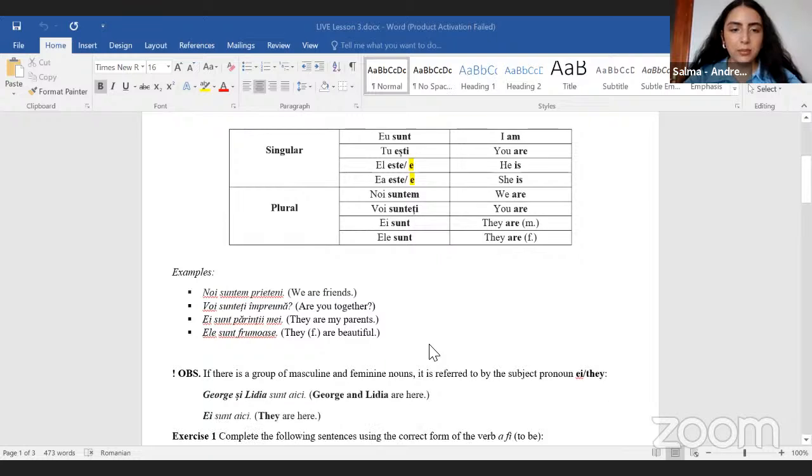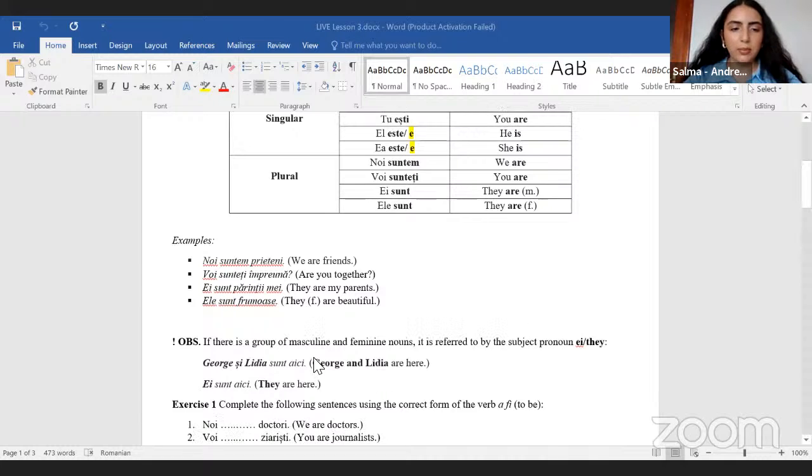So let's see some examples here. Noi suntem prieteni. We are friends. Voi sunteți împreună. Are you together? Ei sunt părinții mei. They are my parents. Ele sunt frumoase. They are beautiful.